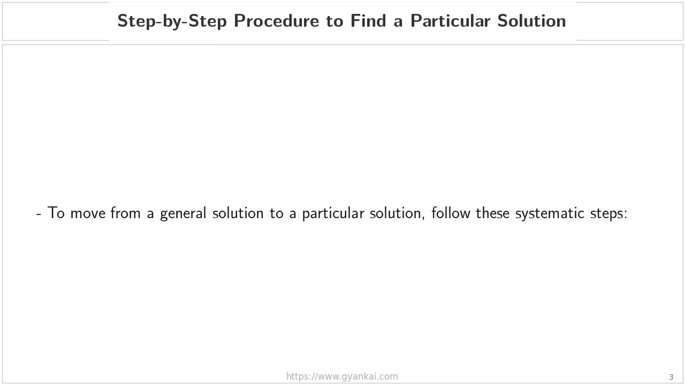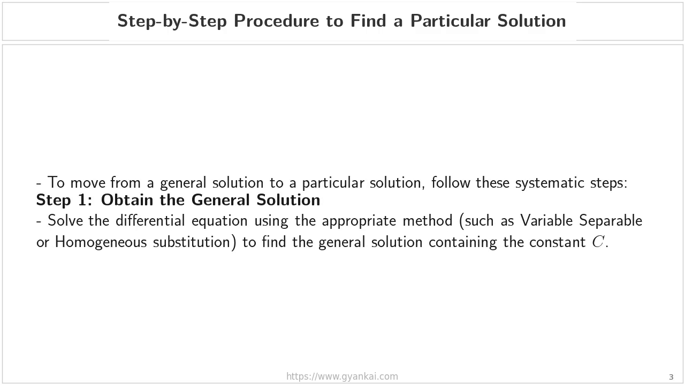Step-by-step procedure to find a particular solution. Now that we understand the difference between a family of curves and a single, specific curve, let's look at the roadmap for how we actually get there. To move from a general solution to a particular solution, you don't need to guess. You simply follow these 5 systematic steps. Step 1. First, you must obtain the general solution. This is the part you've already been practicing. You'll solve the differential equation using whichever method is appropriate for the problem, perhaps using variable separable or homogeneous substitution, until you arrive at an equation that still contains that arbitrary constant, C.